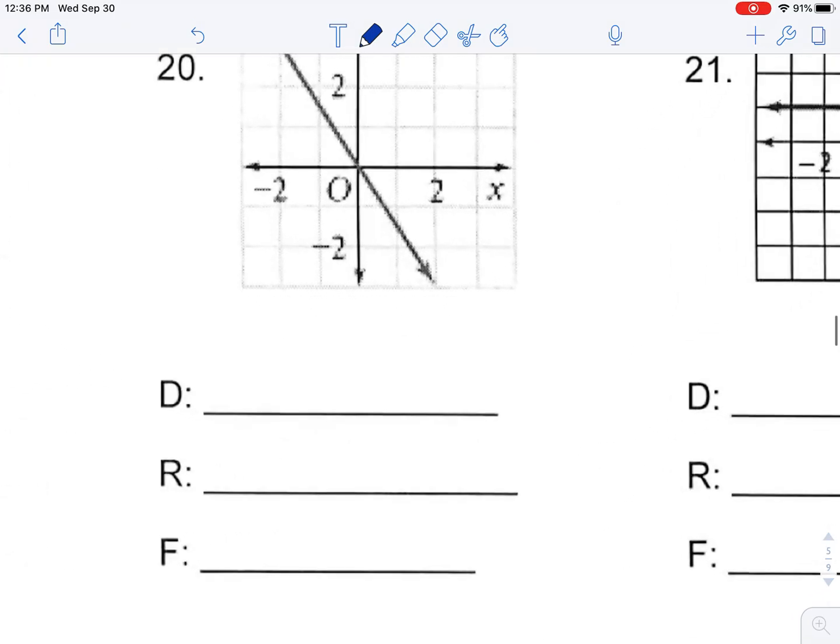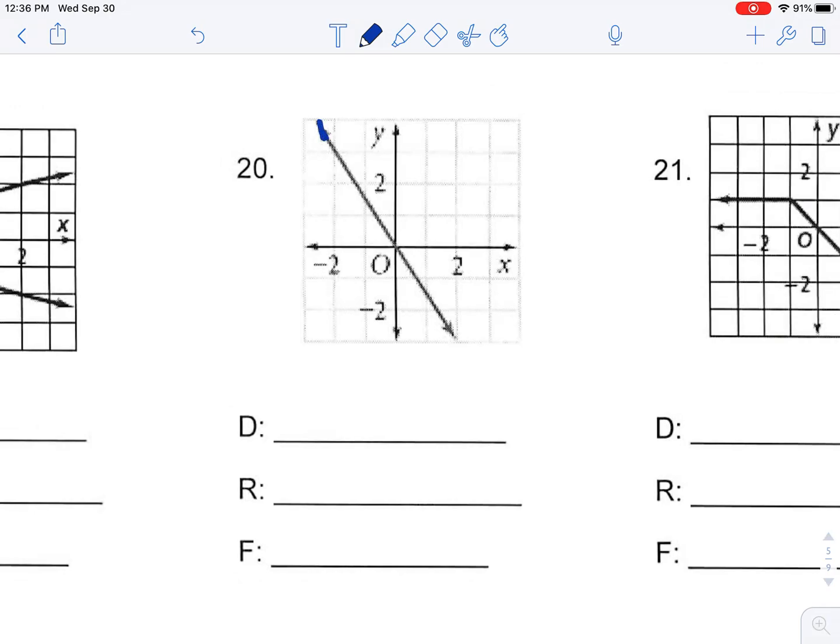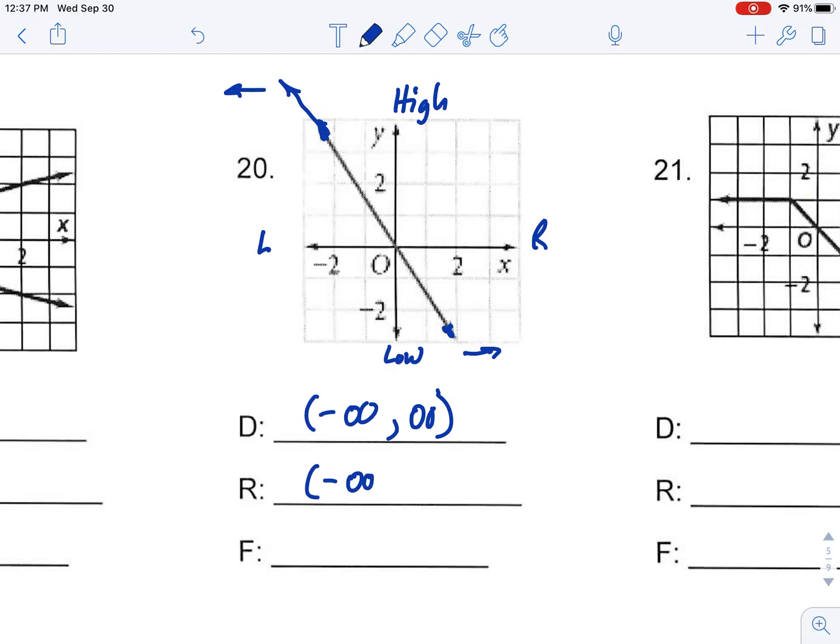Okay. Number 20. Domain. So these arrowheads are important. They mean the graph goes on forever. So if we're looking at left, right, the domain is -infinity, +infinity, because it goes forever to the left and forever to the right. The range, lowest to highest, is also -infinity to infinity because this arrow goes down forever and it goes up forever. Down is -infinity, up is +infinity.